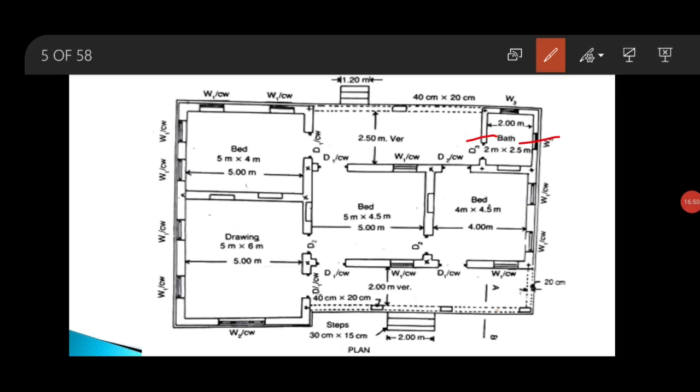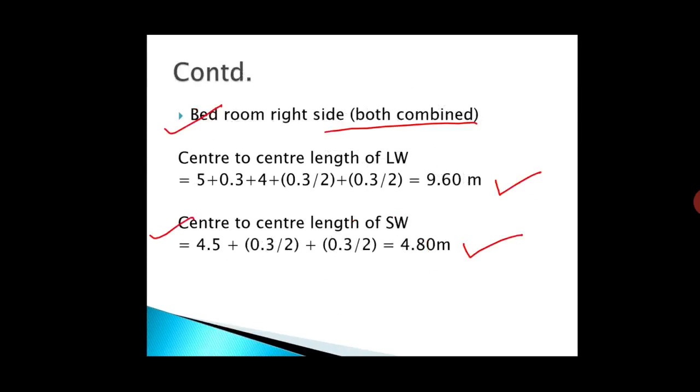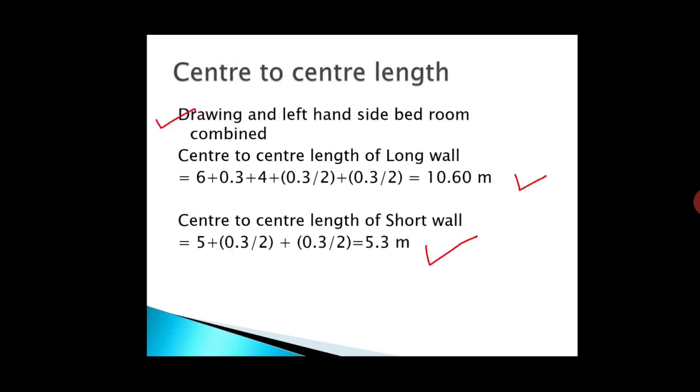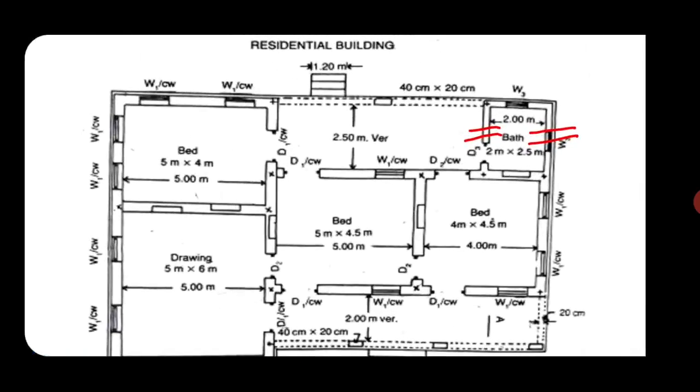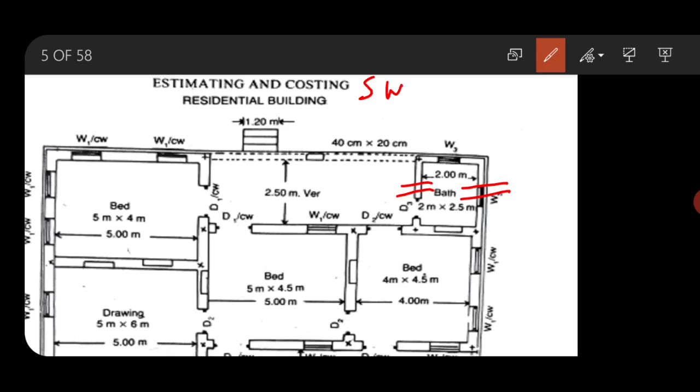So now the turn is for these two short walls. The center to center length of the short wall of this bathroom has already been calculated. So for the back veranda including bathroom, the center to center length of the short wall is 2.75 meter. Okay. So with the center to center length, what will be the length of the DPC? Okay. So with the center to center length of 2.75, we have to subtract.